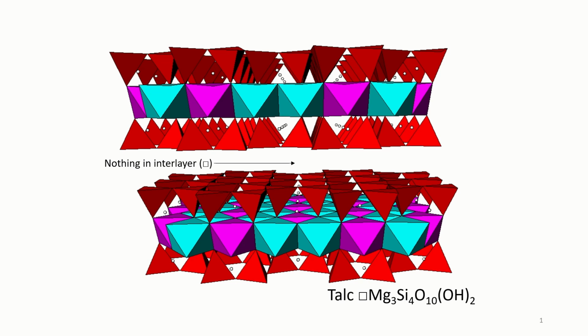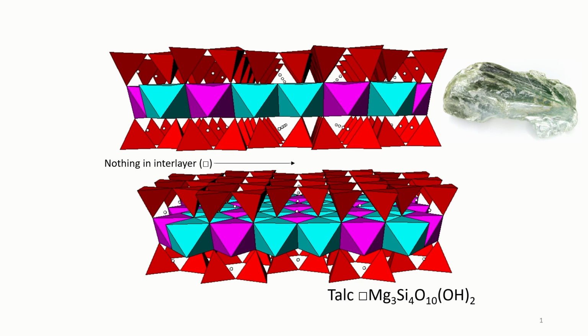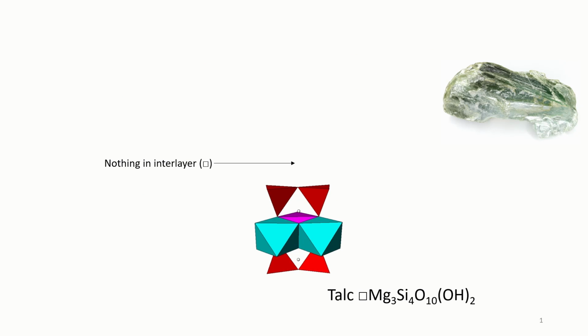Here's the crystal structure of talc, which is a 2-to-1 phyllosilicate that has a vacancy, or nothing, in the interlayer, as noted by a white square. From this structure, we can isolate a formula unit. In this formula unit, there are 3 magnesium sites and 4 silicon sites, which is verified by the formula shown here.